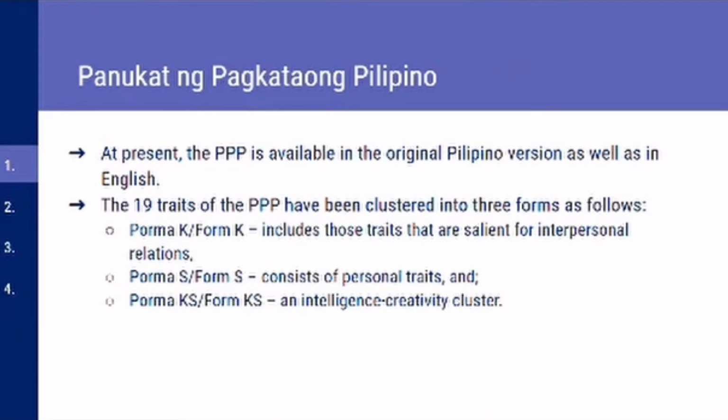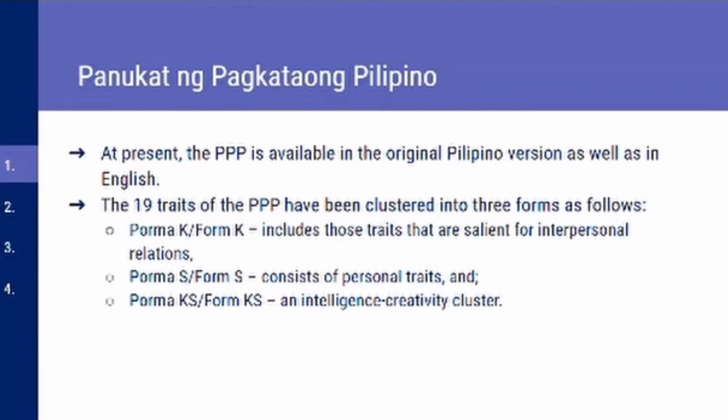The 19 traits of the PPP have been clustered into 3 forms as follows: the Forma K, the Forma S, and the Forma KS. Under Forma K po, which includes those traits that are salient for interpersonal relations, we have pagka-maalalahanin, pagka-madaldal, pagka-magalang, pagka-maramdamin, pagka-masunurin, pagka-matulungin, pagka-maunawain, and pagkapalakaibigan.